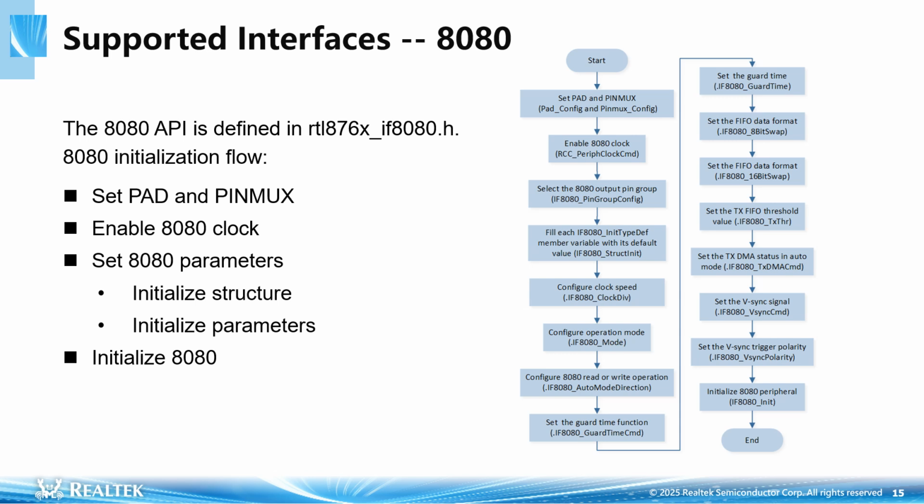The 8080 API is defined in RTL876X if 8080 header file. The initialization process of 8080 is shown in the figure. The first step is to set pad and pinmux, the second step is to enable the clock signal of 8080, the third step is to set the parameters of 8080, the fourth step is to initialize 8080 according to the set parameters.